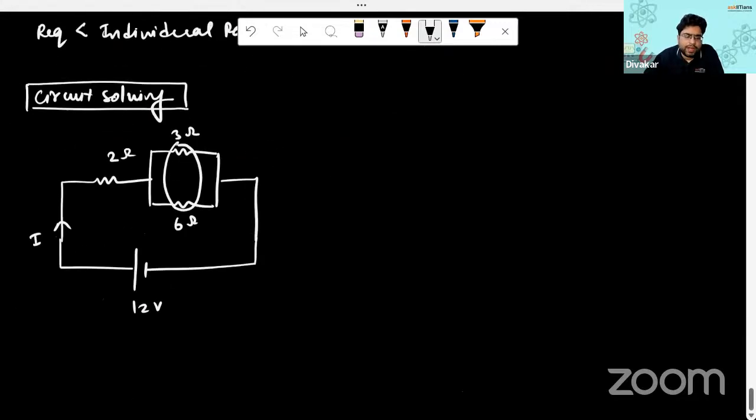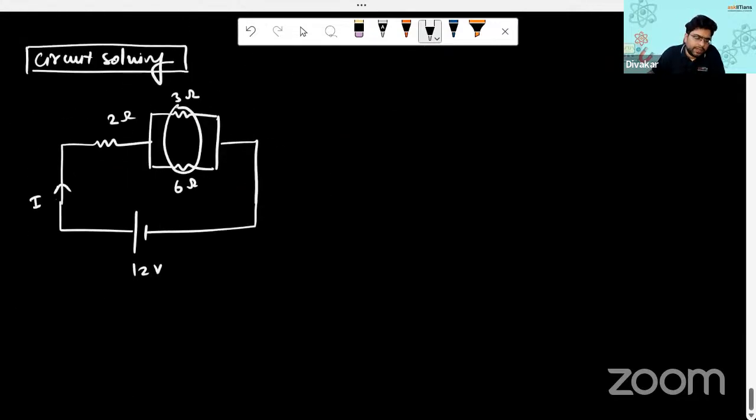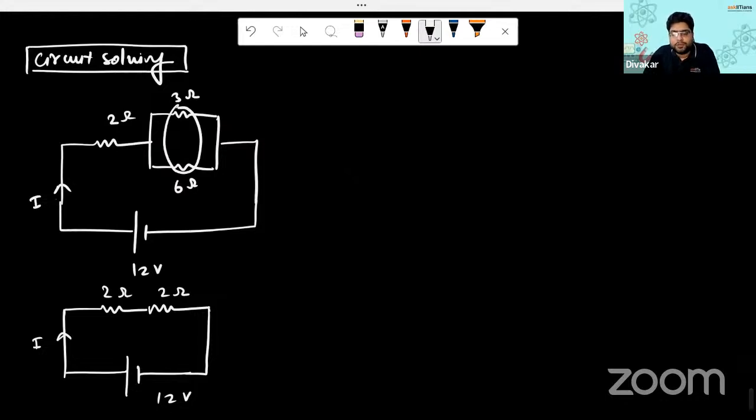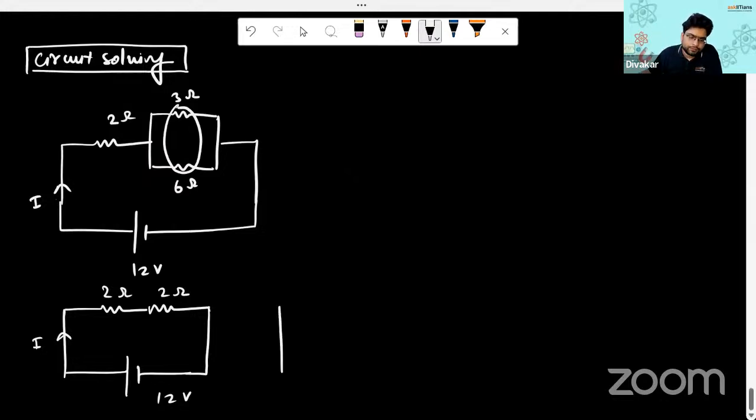So what I'll do, I'll replace these two and I'll draw the circuit neatly once again. So I'll write 2 ohms here. I'll write 2 ohms again here. And then I'll write the voltage here. And this becomes 12 volt and this is I. Then you have 2 and 2 in series now, isn't it? This 2 and 2 are now in series. And equivalent, again, we know how to solve it. 2 and 2 becomes 4. So now this becomes 4 ohms.